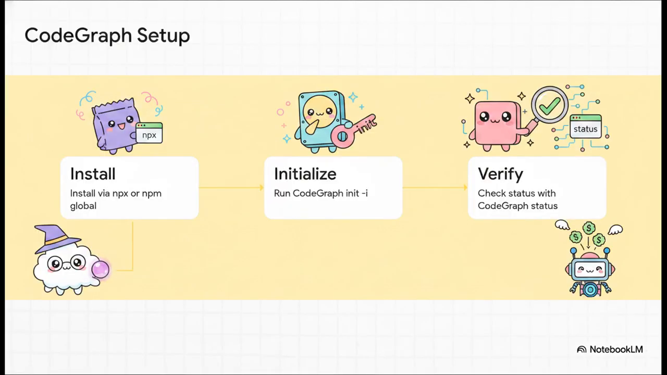Now, getting this set up in your terminal is crucial, so let's walk through the commands. Step 1, you'll install the library using an npx command, or you can just install it via npm global. Step 2, you initialize your project right there in the root directory by running codegraph init -i. And step 3, you can actually verify everything is working smoothly by running codegraph status. That'll show you the metadata, the nodes, and all the imports it mapped.